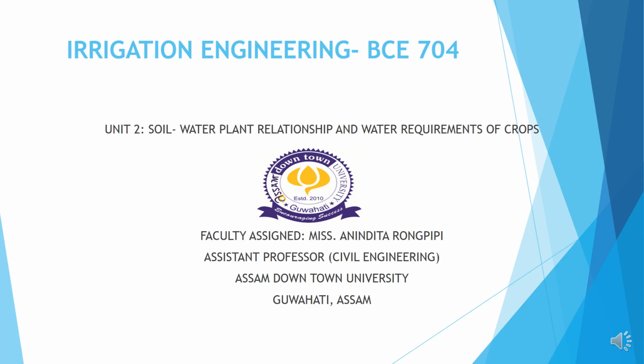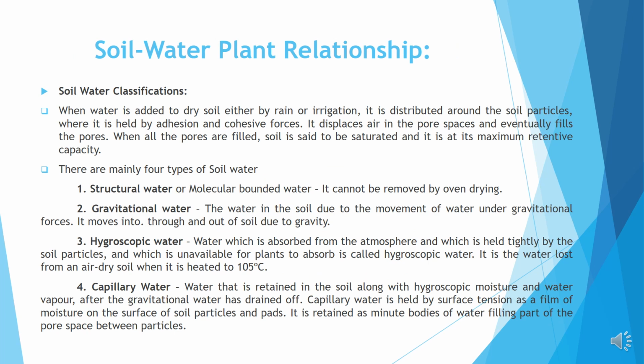Good morning, everyone. Today we will start the second unit, which is soil-water-plant relationship and water requirements of crops. Soil-water classifications. When water is added to dry soil either by rain or irrigation, it is distributed around the soil particles where it is held by adhesion and cohesive forces. There are mainly four types of soil water: structural water, gravitational water, hygroscopic water, capillary water.